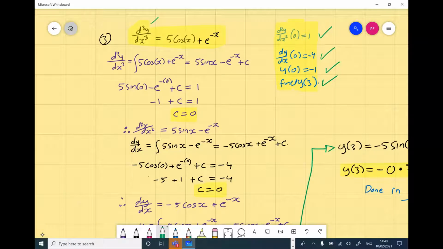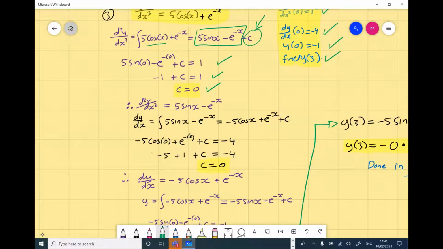The derivative of cos is sine, so 5 cos is 5 sine, minus e to the power minus x plus c. Now we just need to figure out what c is. I know that if I put in 0 for x in the second derivative, the whole thing should be equal to 1. I get minus 1 plus c is 1, so c is 0. So my integral is just 5 sine x minus e to the power of minus x.